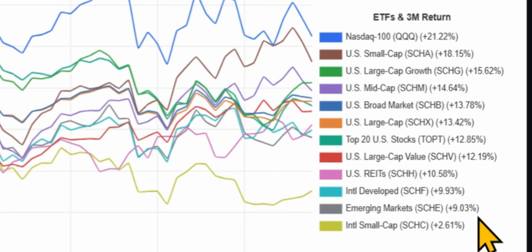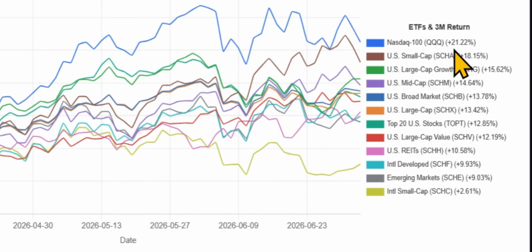markets. I know some people that say I'm only going to invest in the USA. Well, in 2025, international returned better than US stocks. So diversification is key. So now I'm going to put some money in QQQ and SCHA.